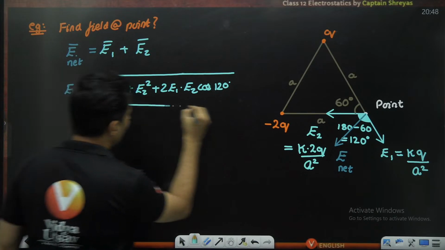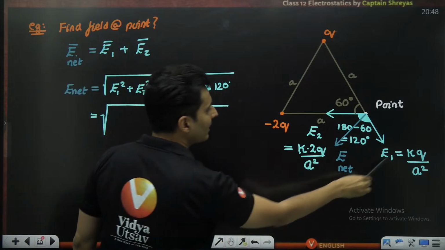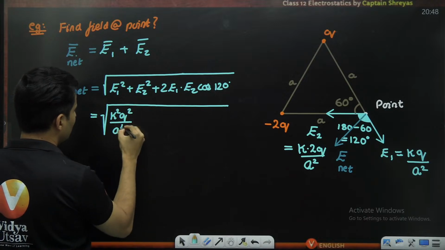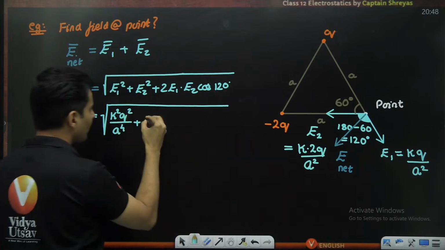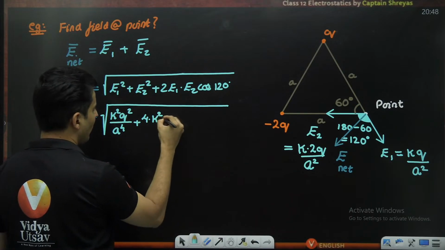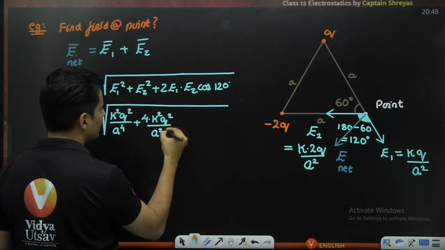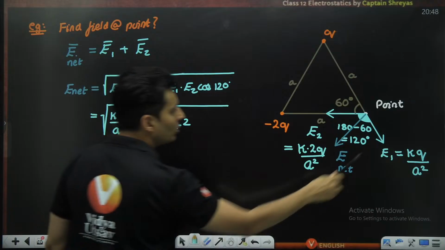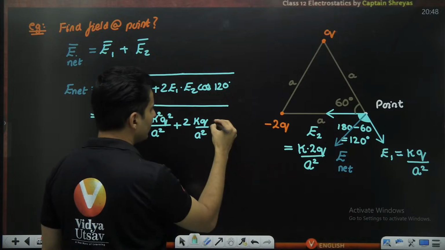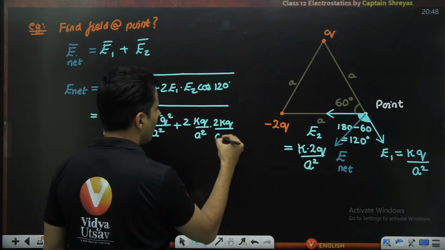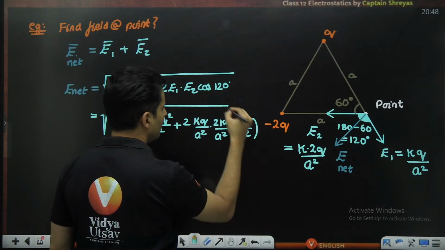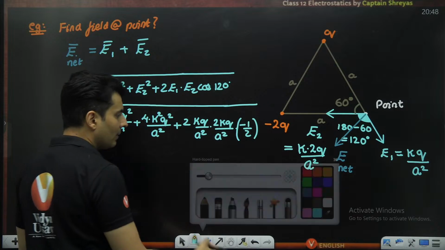So it will be root of E1 square, which will be k square q square by a raised to 4, plus E2 square. It will be 4 times k square q square divided by a raised to 4, because 2 square is 4, plus 2 into E1 E2. E1 is nothing but kq by a square, E2 is nothing but 2kq divided by a square, multiplied by cos 120, which is negative half. Yes, cos of 120 is negative half.